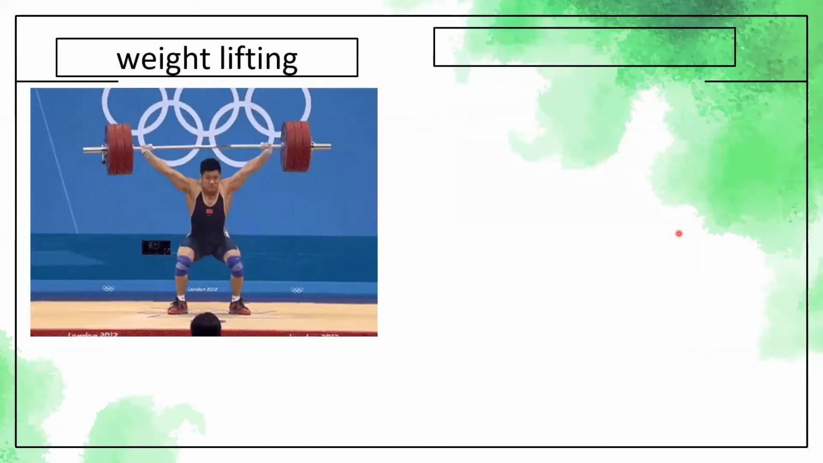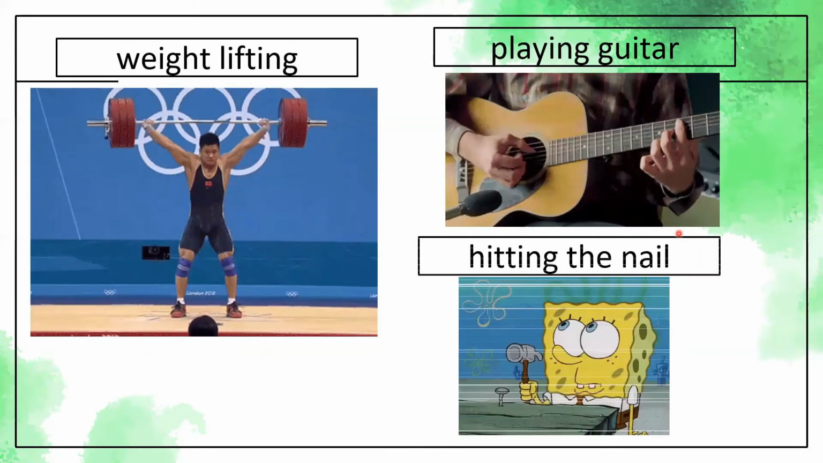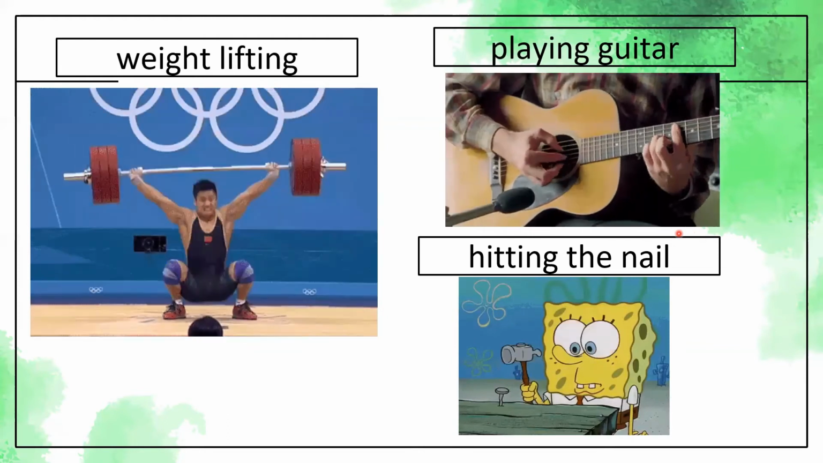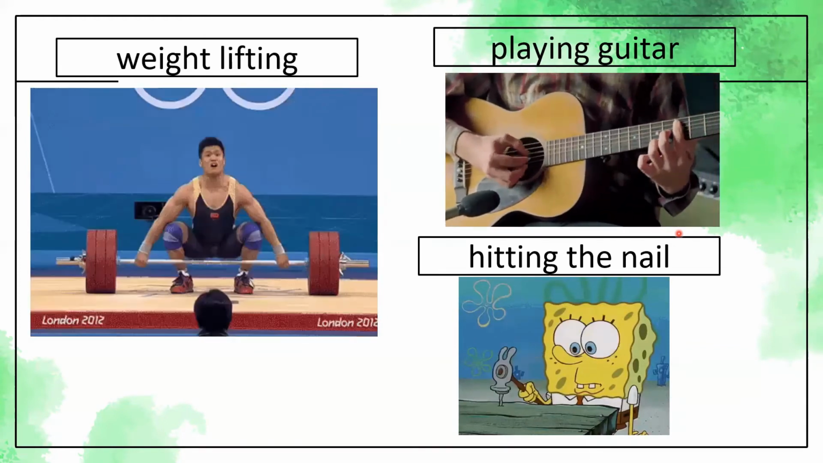Another example is weightlifting, playing guitar, hitting the nail with a hammer. Another one is typing, or just by simply lifting your hand, you exert force. Okay, now, all these forces put together is called a resultant force.